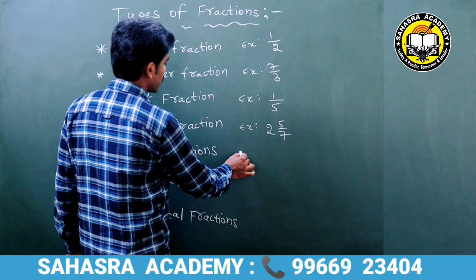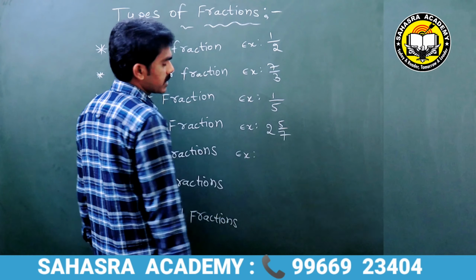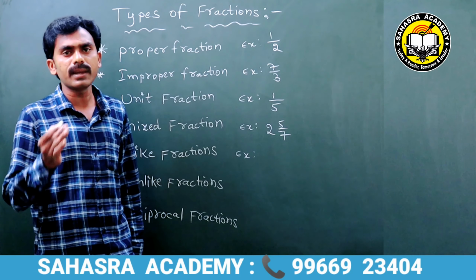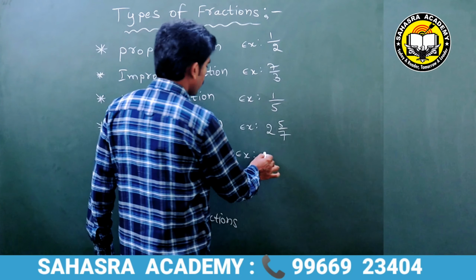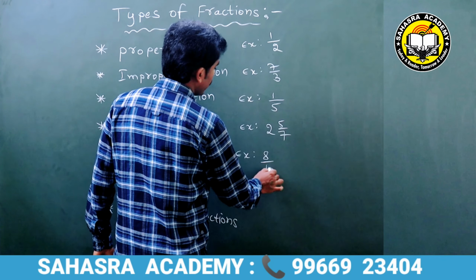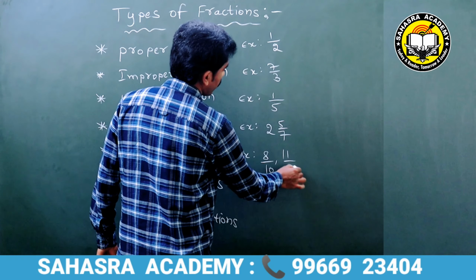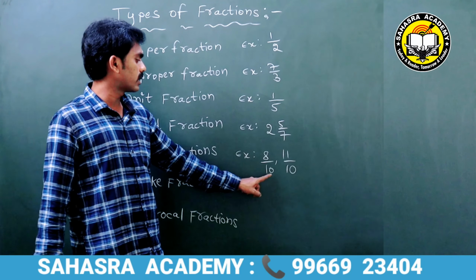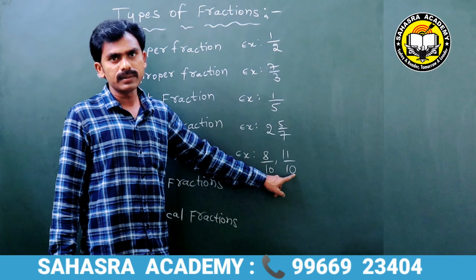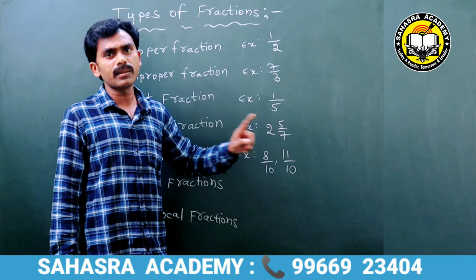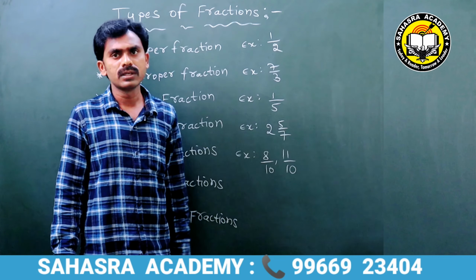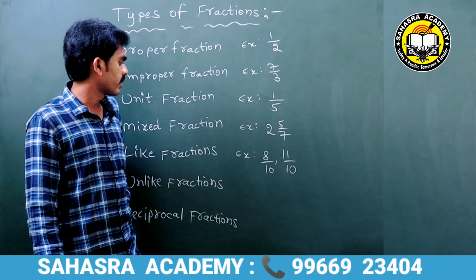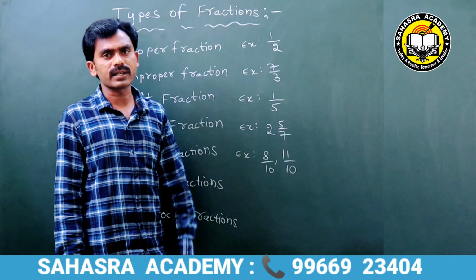Next, like fractions. Like fractions are fractions with the same denominators. See here, 8 by 10 and 11 by 10 I am taking. If you observe, here both are 10 and 10. Both are the same denominators. So 8 by 10 and 11 by 10 contain the same denominator. So these two are like fractions.